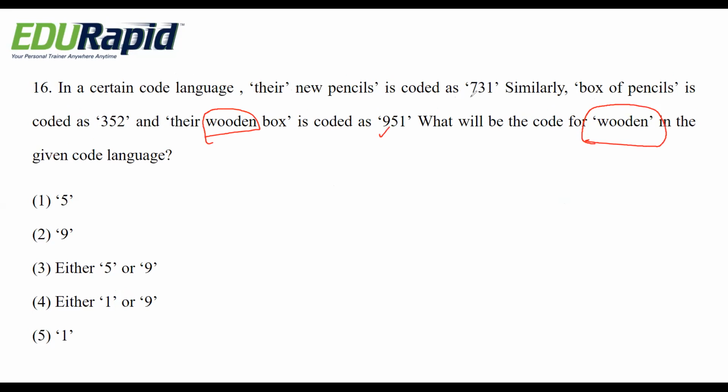9 is not there in the first statement, it is 731, and here also it is not present, it is 352. So 9 is a possibility. Let me check with the 5. 5 is not there in the first statement but it is present in the second statement, so it is not possible. So let me check with the 1. 1 is present in the first statement, so it is also not possible. So for wooden, 9 is the right term. That is option 2.